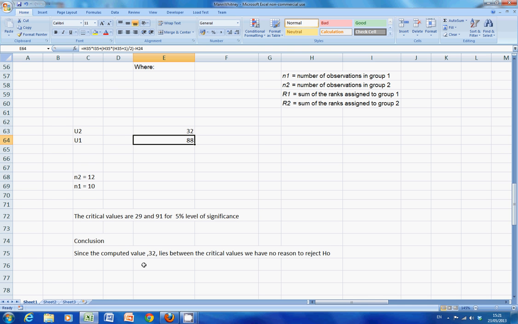So our conclusion is the computed value 32 lies within the critical values, and we have no reason to reject H0. So, in other words, there is no reason to reject the conclusion that there is no difference in exam scores between the two sets of students.